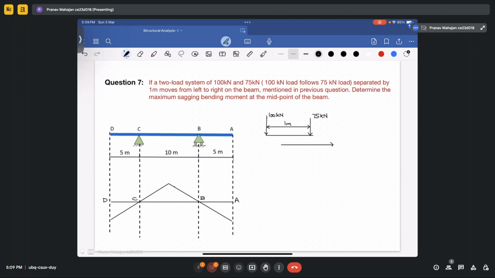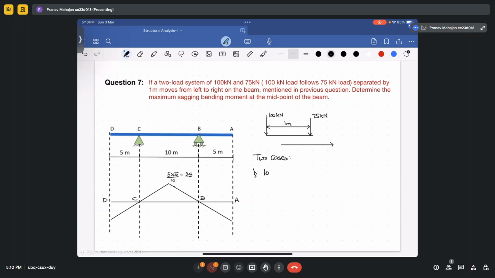Here the maximum value is what we are required to calculate. It is at a distance of 5 meter, so it is 5 into 5 divided by 10, 5 by 2. It is 2.5. Okay, so its maximum value is 2.5. So if I keep this 100 at 2.5 and the 75 behind it, then I will get the maximum bending moment. So two cases are there. We will solve both the cases.